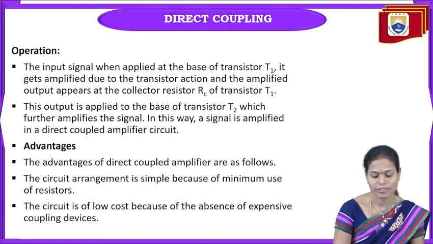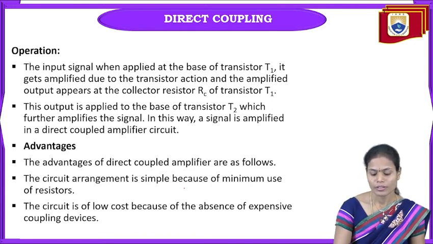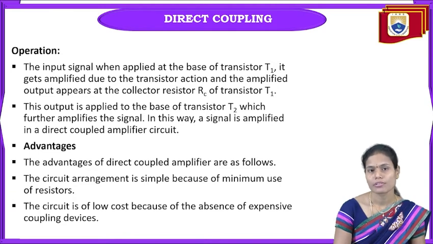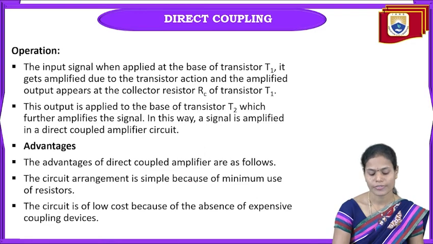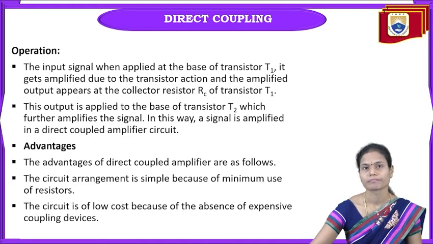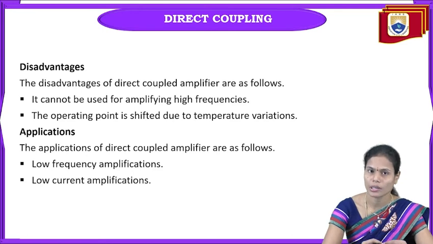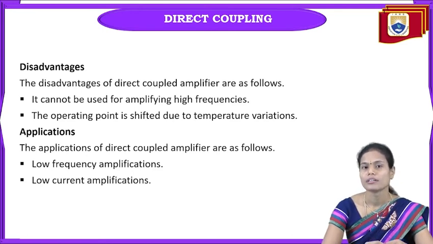So coming to the advantages of this direct coupled amplifier, it is a very simple circuit. Why? Because we are not using any extra circuit elements here, and the cost is also very low compared to the remaining two coupling amplifiers. And coming to the disadvantages, it is not applicable for high frequency range of signals. That is the main drawback of the direct coupled amplifier.